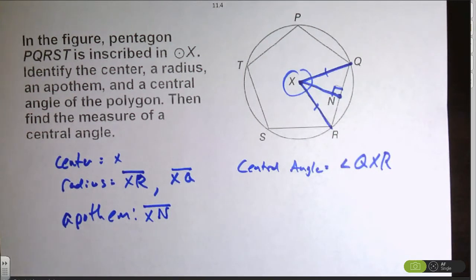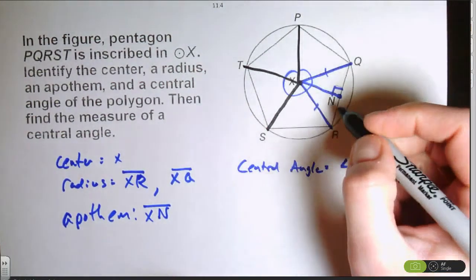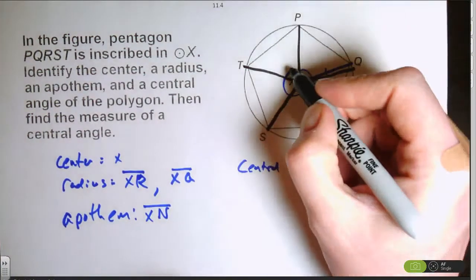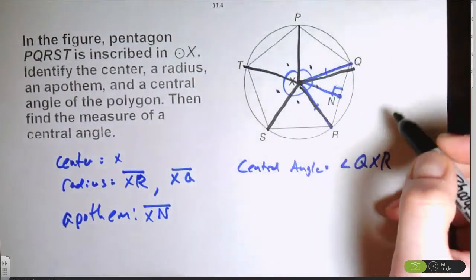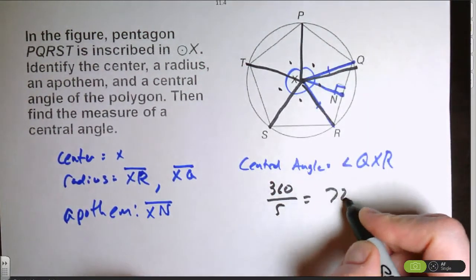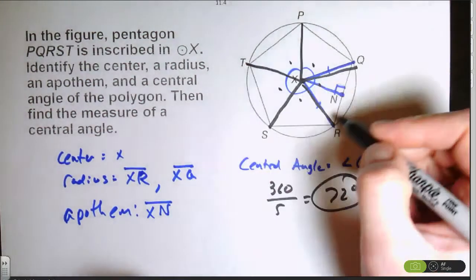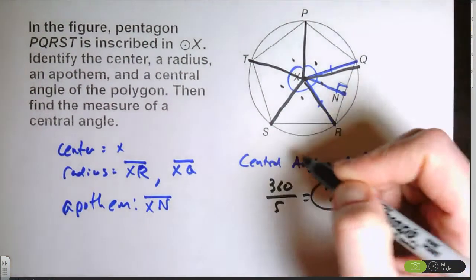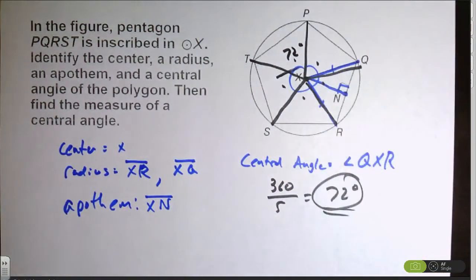Let's draw in the triangles. If I draw in all the radii, I get 5 triangles. Ignore XN because that's not part of the triangles. Here are those 5 radii. Each central angle is congruent. If there are 5 sides, there are going to be 5 central angles. So there are 360 degrees, divide by 5, and 72 degrees is the central angle. If there were 10 sides, it'd be 10 angles. 360 divided by 10, 36 degrees per central angle. So that's really the key to this later on, figuring out the central angle measure, which in this case is 72 degrees.